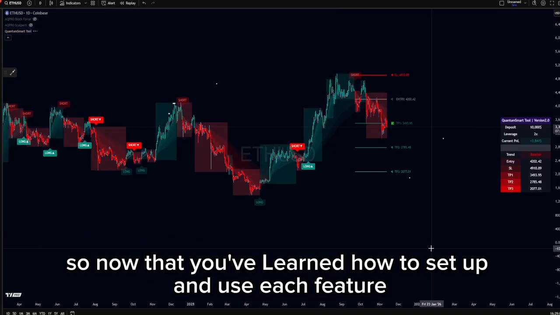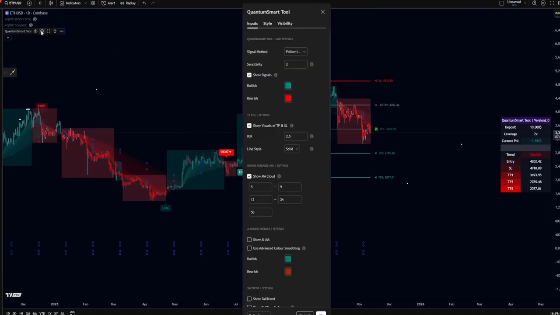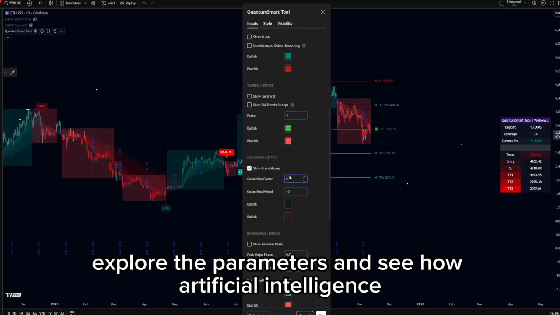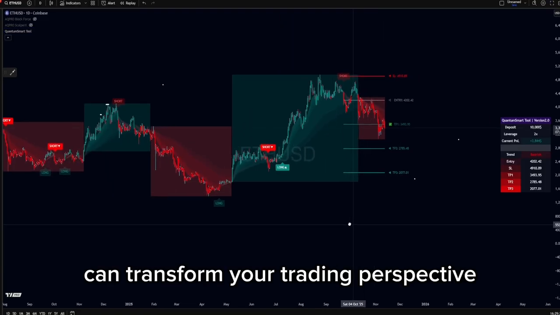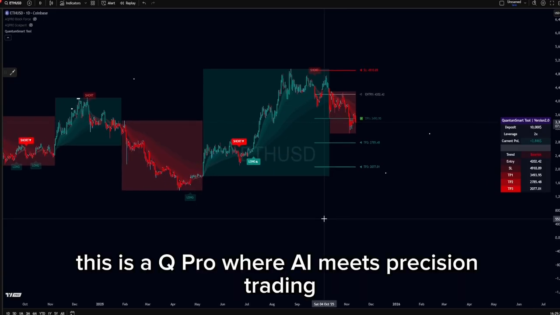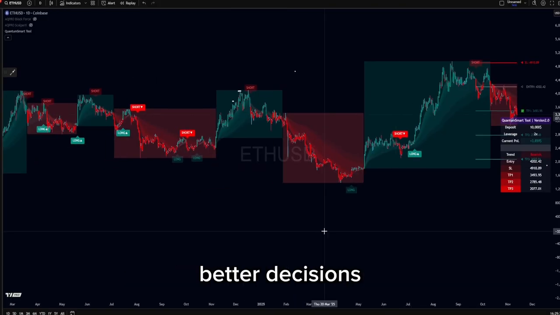So now that you've learned how to set up and use each feature, it's time to bring it all to life. Apply the AI Quantum Smart Tool to your chart. Explore the parameters and see how artificial intelligence can transform your trading perspective. This is AQ Pro, where AI meets precision trading. Smarter analysis, clearer signals, better decisions.